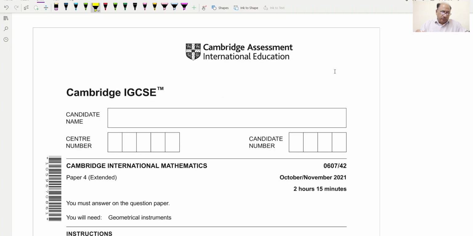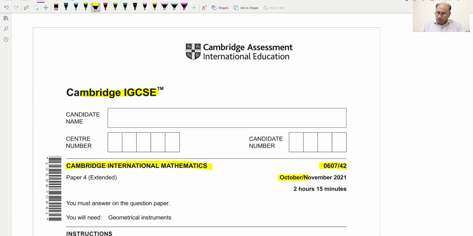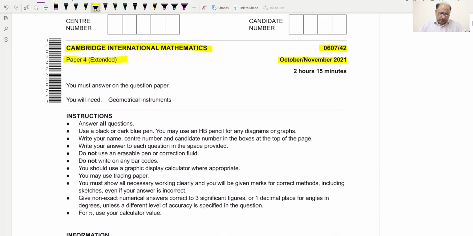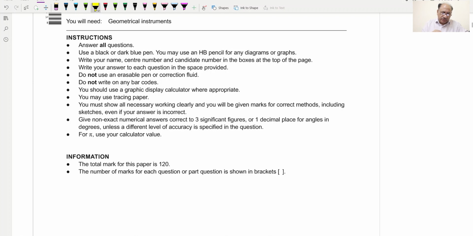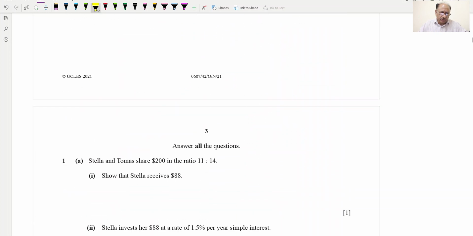Hello everyone, today we'll be going through Cambridge IGCSE International Mathematics 0607/42 October-November 2021. This is paper 4 extended, and a graphical calculator is allowed in this paper. So let's move to question number 1.